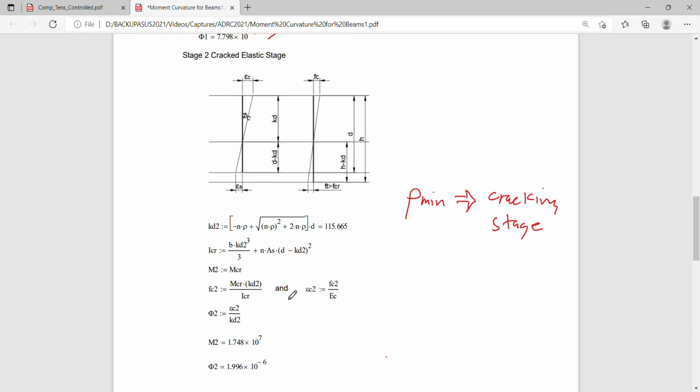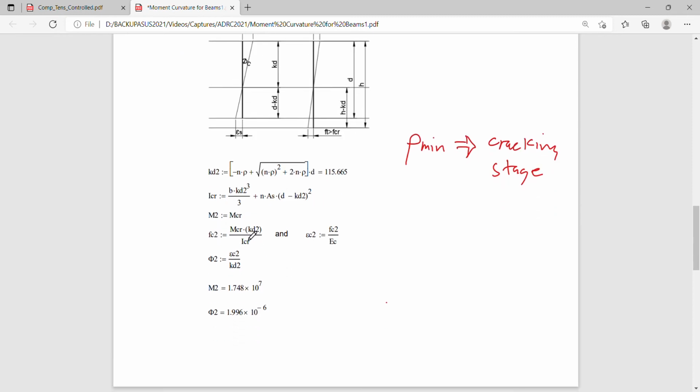So just continue doing the computation. fc2 is Mcr times kd2 over Icr, and epsilon c2 is fc2 over Ec. Then we need these two values, epsilon c2 and kd2, to plot or to determine your curvature phi 2. Okay, so again, by using MathCAD, we just simply make use of the equal sign to produce for us the values of M2 and phi 2.